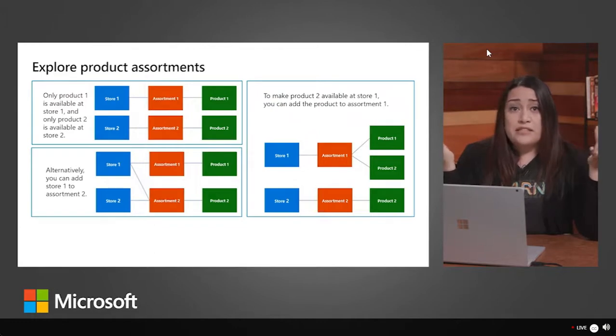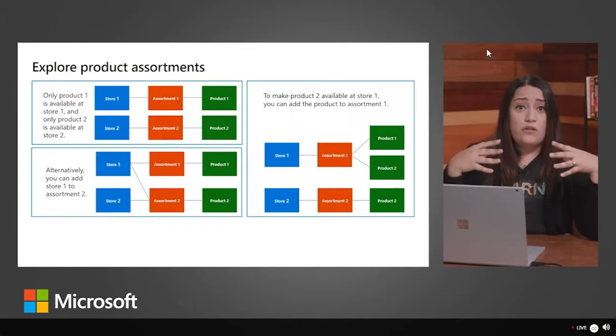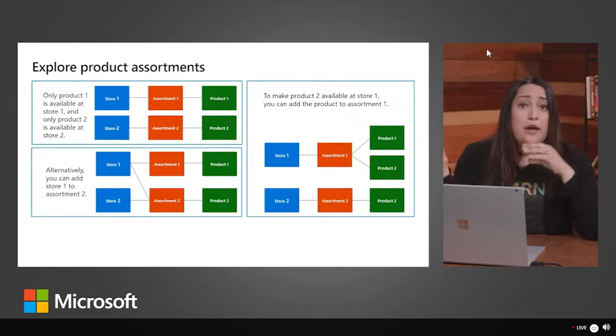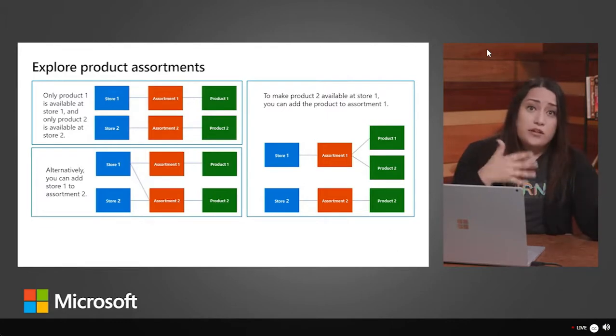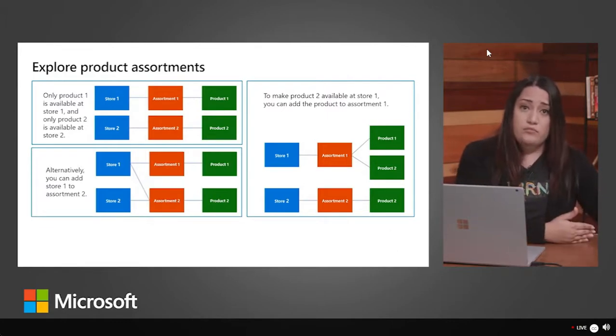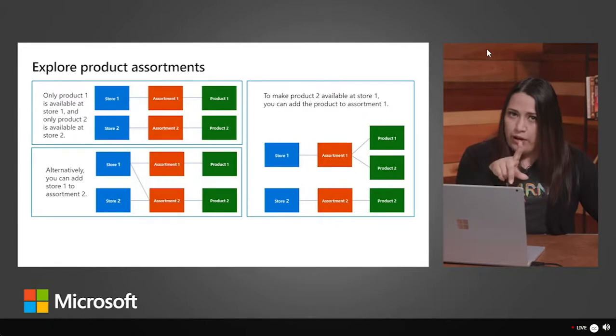So this means that the overall product mix of the channel is going to be determined by the published assortments that are assigned to that specific channel. Now, I do want to point out here that you absolutely can configure multiple active assortments per a single channel.